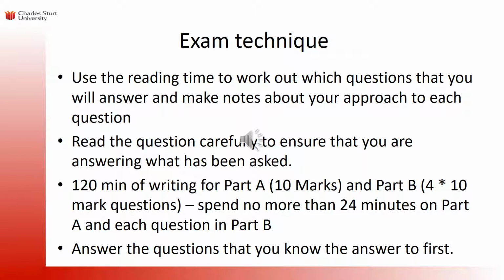That then gives you 120 minutes to write and answer the rest of the paper. Now, if we break that down into 10 mark sections, because you've got 10 marks for part A and 10 marks for each of the 4 questions in part B, that means you've got 24 minutes for each question. So don't spend any more than 24 minutes on each question, and make sure that you answer the questions that you're comfortable with first. And this may give you some extra time to spend on those questions that you don't know the answers to so well.